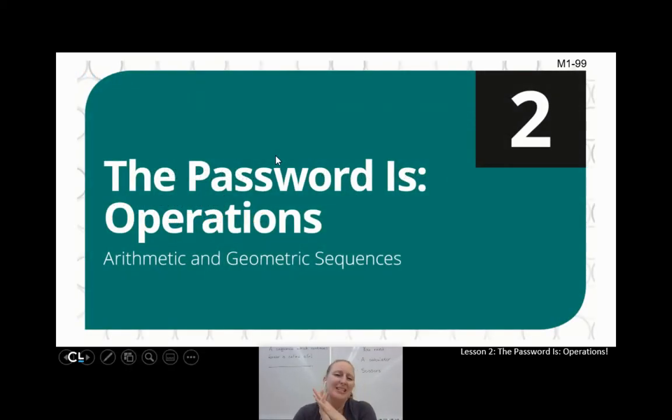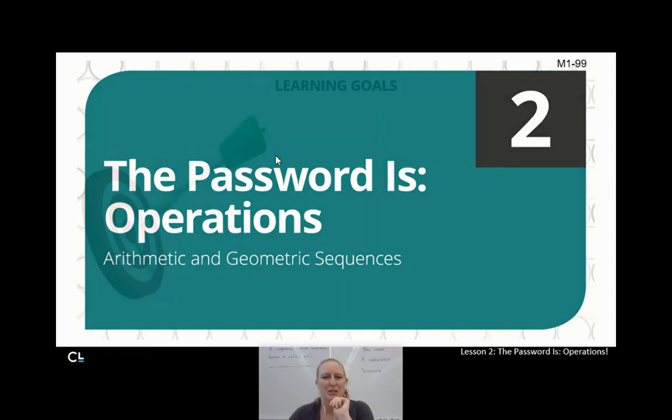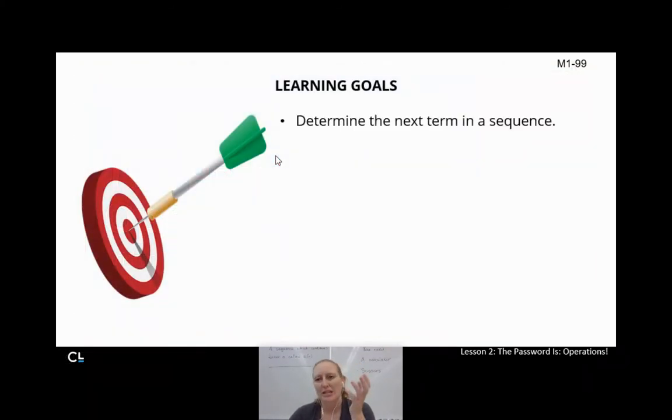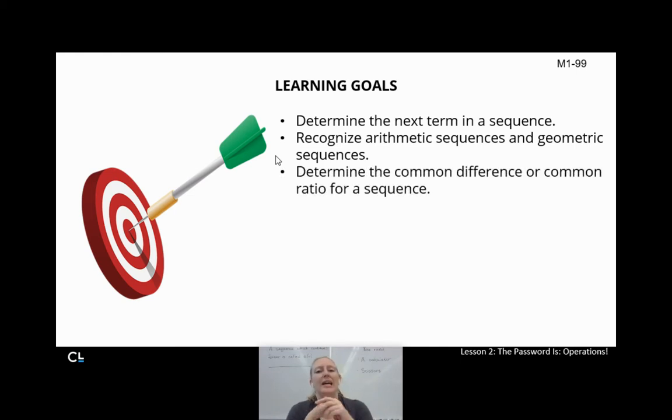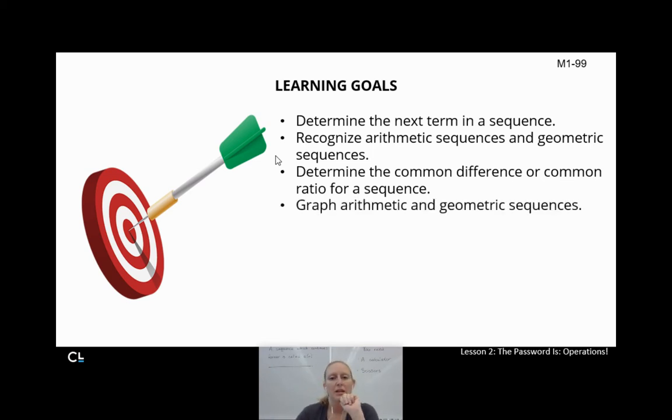So yes, we're still continuing our discussion of arithmetic and geometric sequences. So again, we're going to be determining the next term in a sequence. We're going to recognize arithmetic and geometric sequences. We did a whole bunch of that last time. Add or subtract a constant, it's arithmetic. Multiply or divide by a constant, it's geometric. And of course, that constant when we add is our common difference, and that constant in a geometric sequence when we multiply is a common ratio.